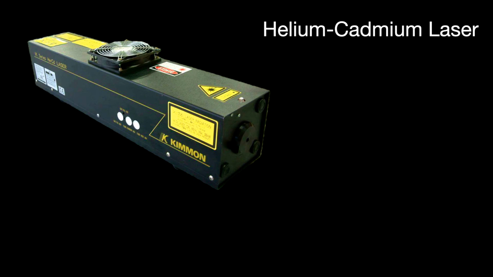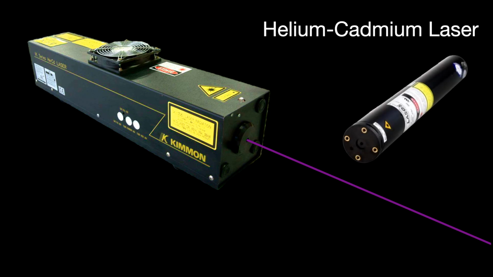One of the early lasers developed was the helium-cadmium laser. It put out a very deep violet beam of light, very different than the much more common red of the helium-neon or HeNe laser.